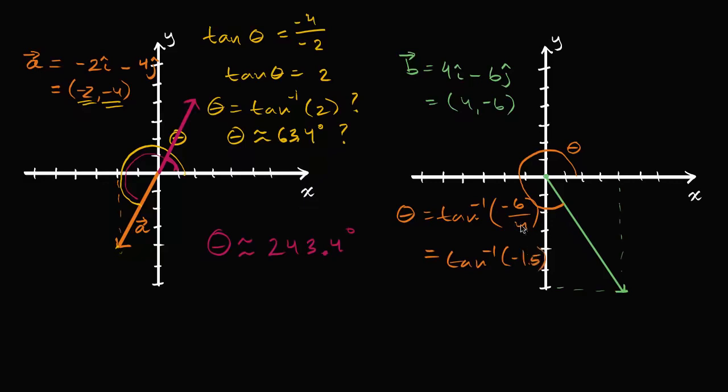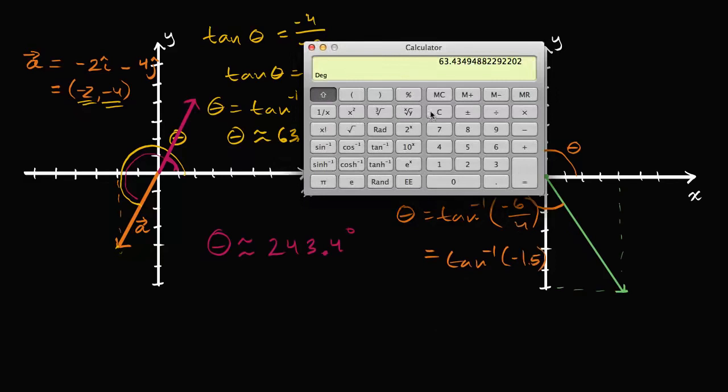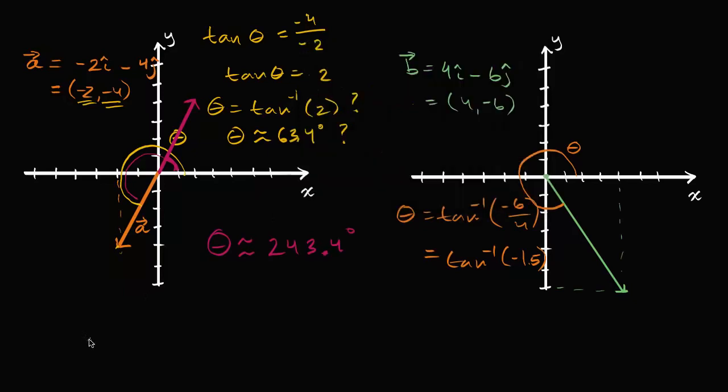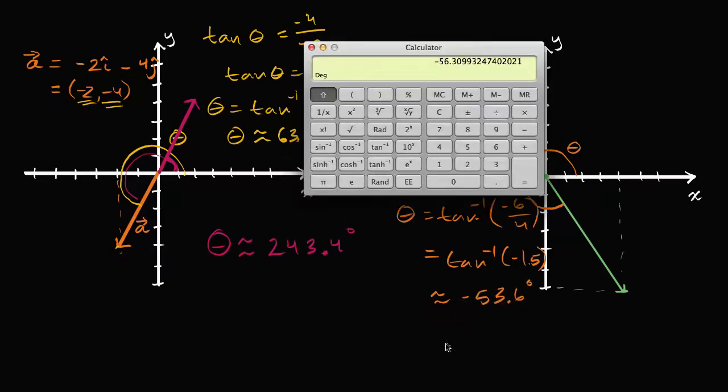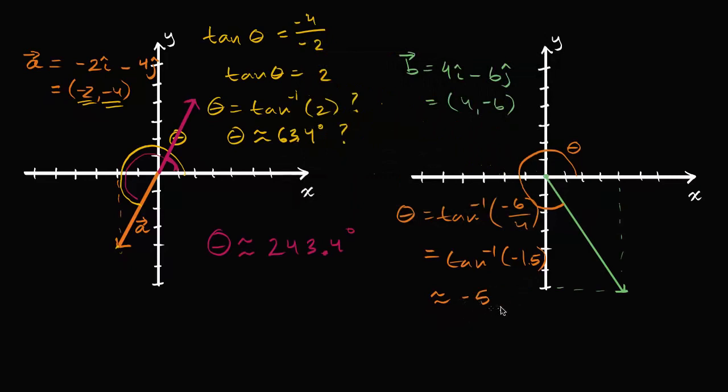And once again, I get to get my calculator out. So -1.5, and I want to find the inverse tangent of it. I get roughly -56.3 degrees. So this is approximately equal to negative 56.3 degrees. And once again, I'm going to put the question marks here.